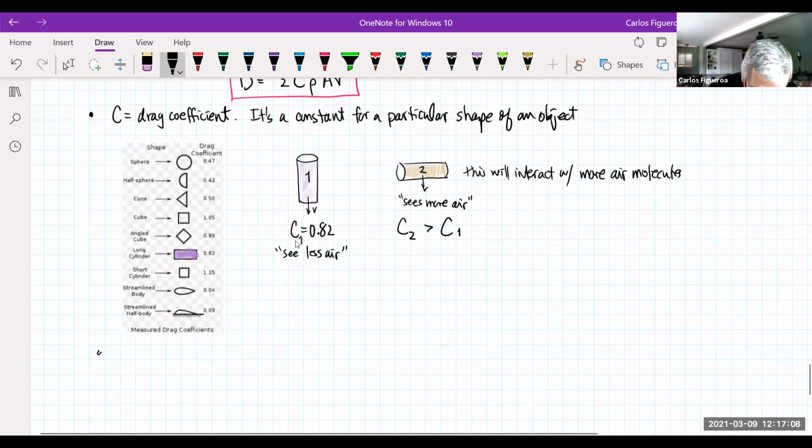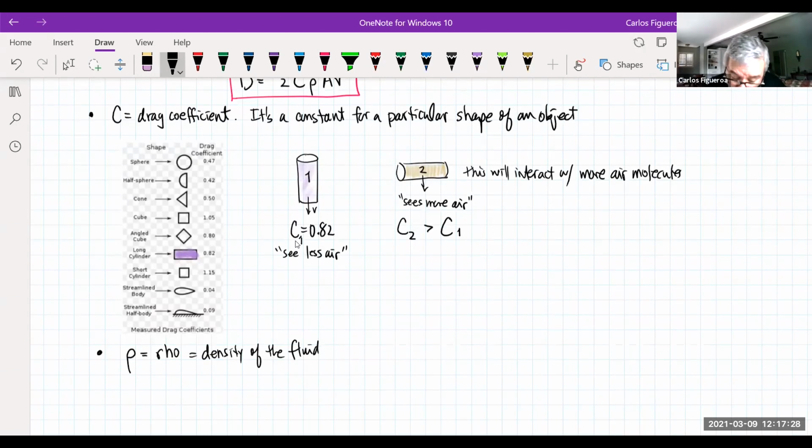The other parameter that you're seeing here, which a lot of people like to call P, but it's not P, is actually a Greek symbol known as rho. This is the density of the fluid. For most intents and purposes, in our case, we'll mostly be calling that for air. And the density of air is 1.2 kilograms per meter cubed at sea level.